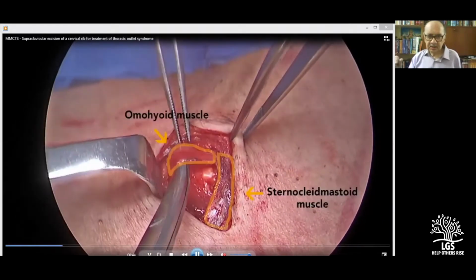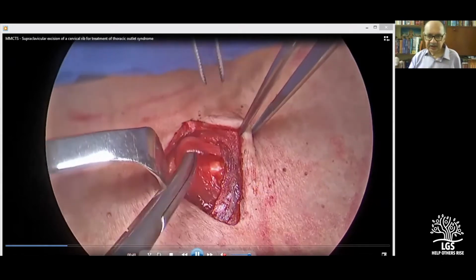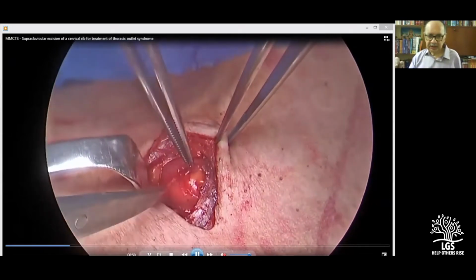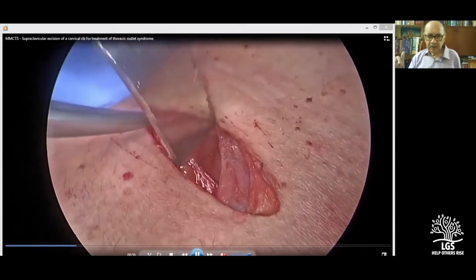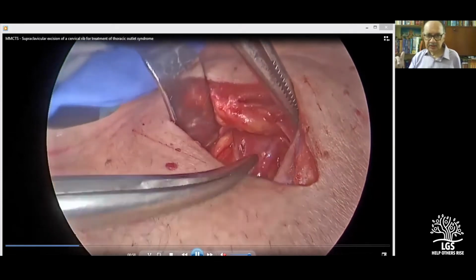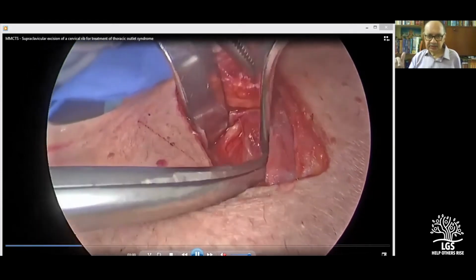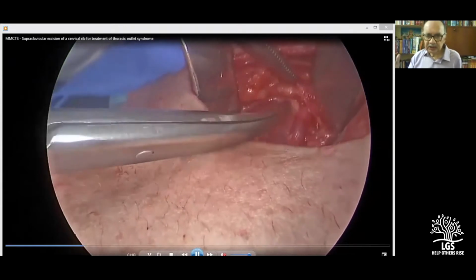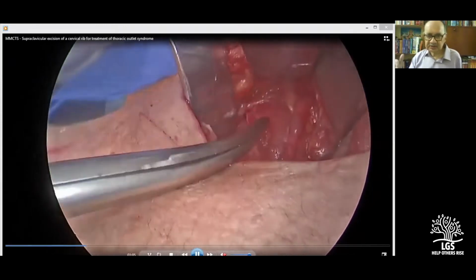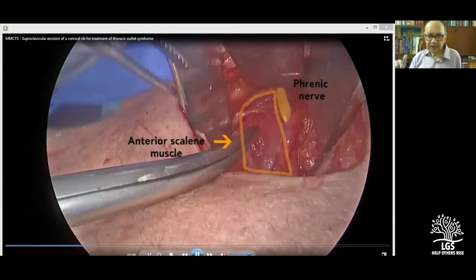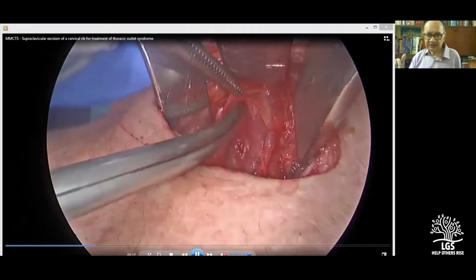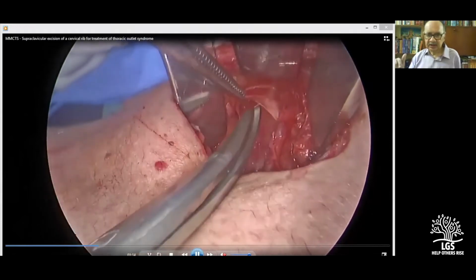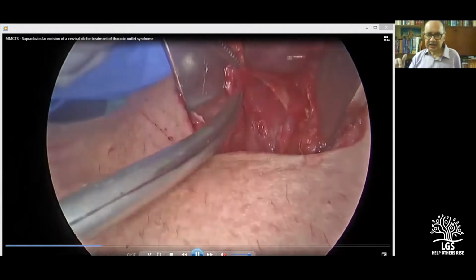Levator, omohyoid muscle is identified, a vein is identified, the sternocleidomastoid is completely cut, the clavicular portion and the sternal portion, and you will get a good access to the clavicular side. The clavicular side is excised, and then you identify the scalenus anticus.